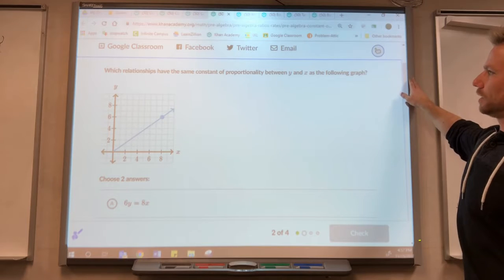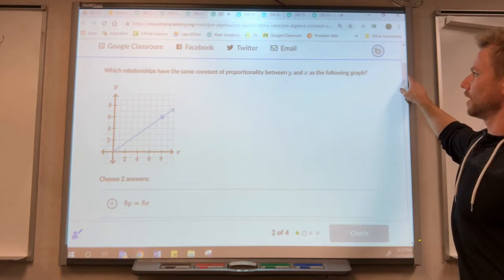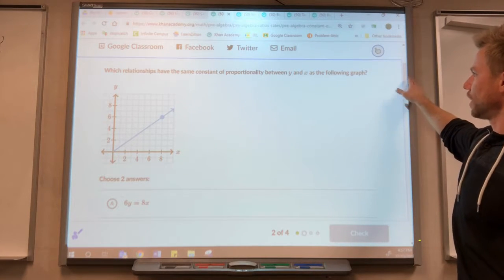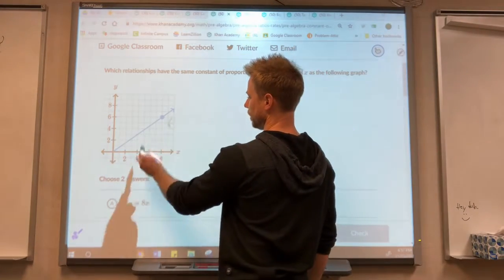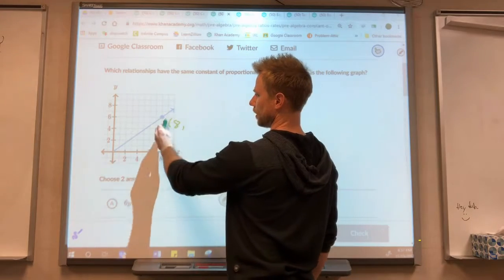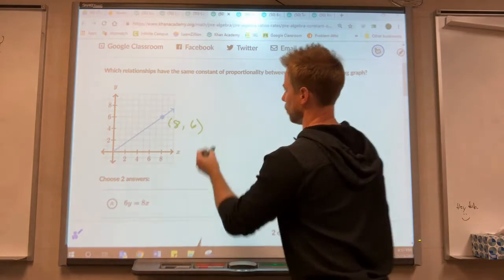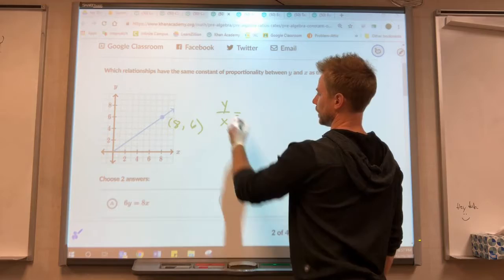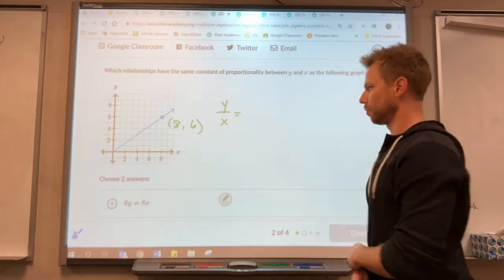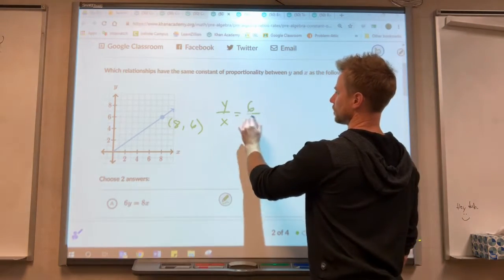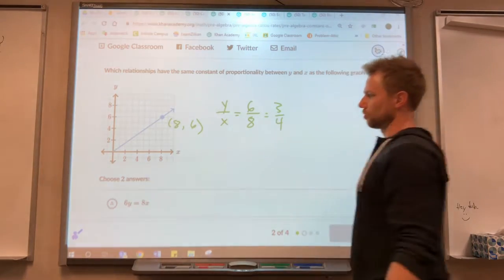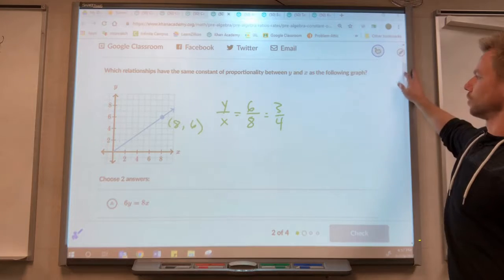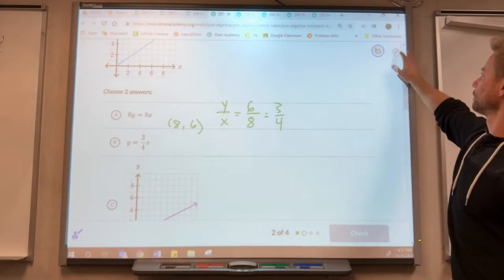Okay, what is the relation? Which relationships have the same constant of proportionality between y and x as the following graph? Okay, so we have this point right here, which is 8 and 6. So again, we do y divided by x to get our constant of proportionality. So that would be 6 divided by 8, which reduces to 3/4. So 3/4 is what we're looking for down here.